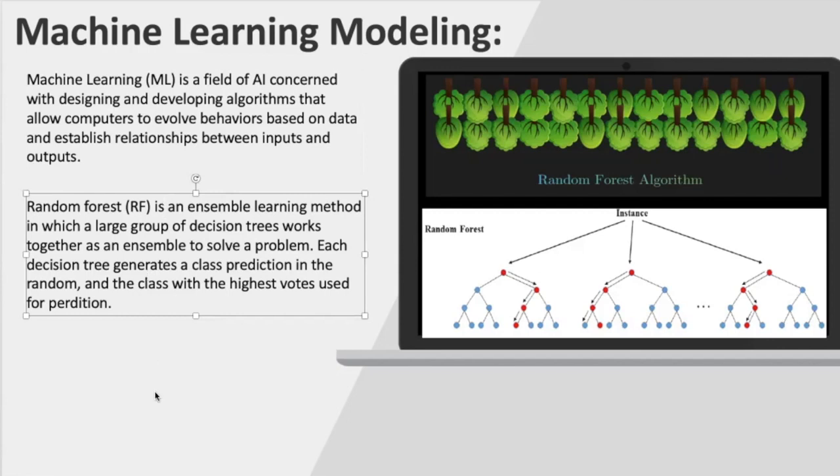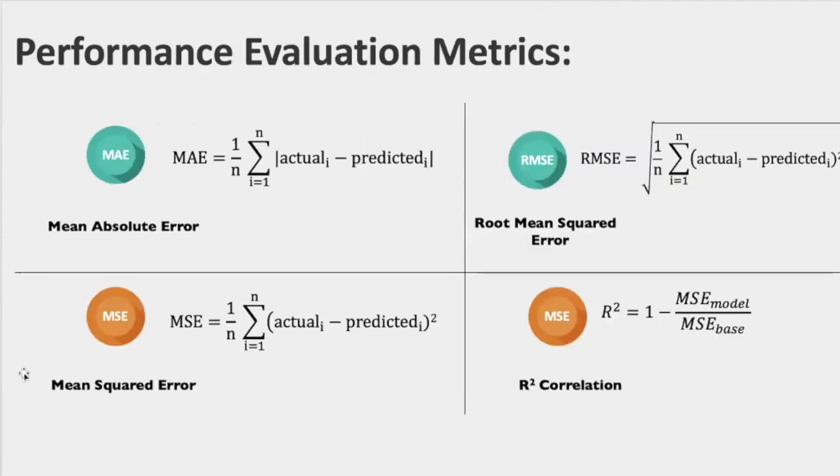This is very brief about the method, because we are not doing fundamental research in machine learning, we're just running it, and we need to measure our results by a number of metrics like mean absolute error, mean square error, root mean square error, and also one correlation, which is the R-square correlation.